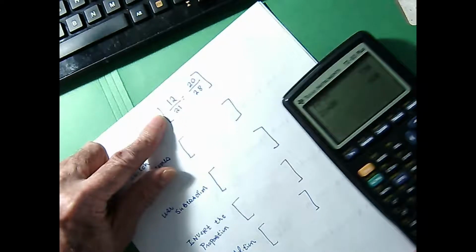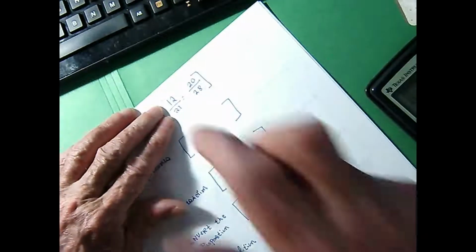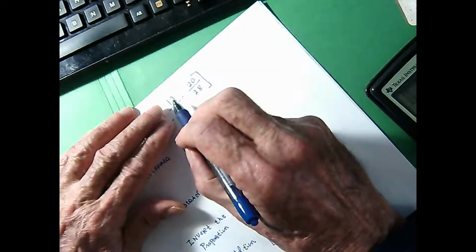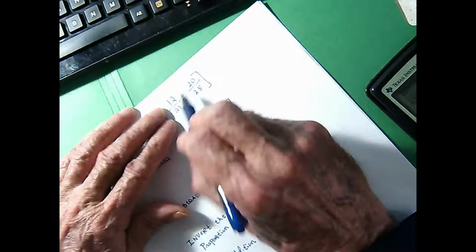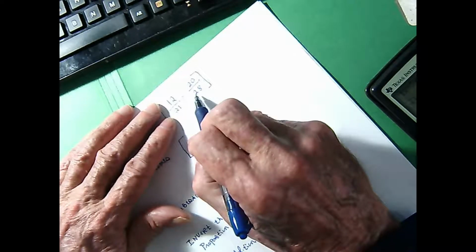12 times 28 and 21 times 20. Now that's 420, so that's not a valid proportion. Let me try that again. I've got to write a proportion that is valid. Let me just think for a moment. If I divided that by 3 and then multiplied by 5, divide that by 3 and multiply by 5, oh, that'd be 35.